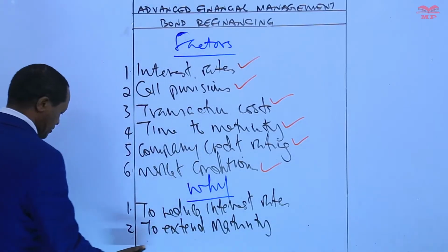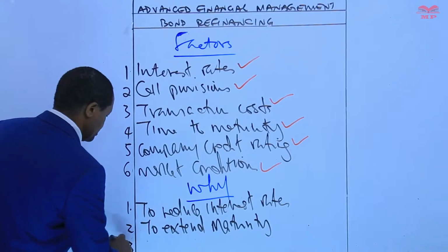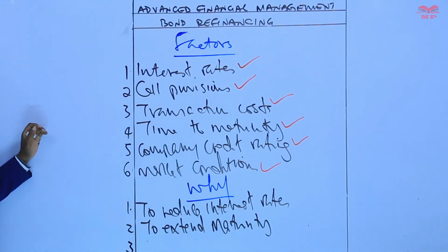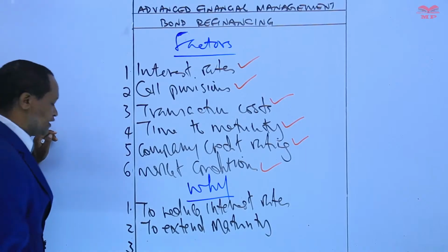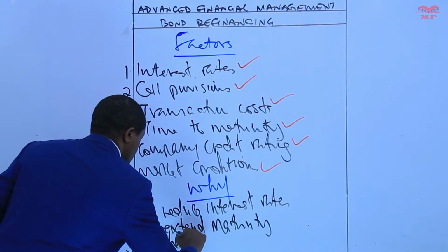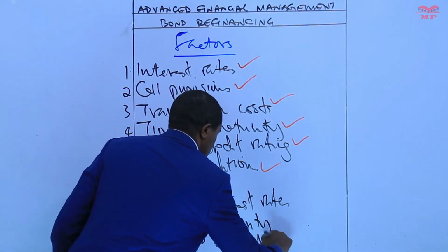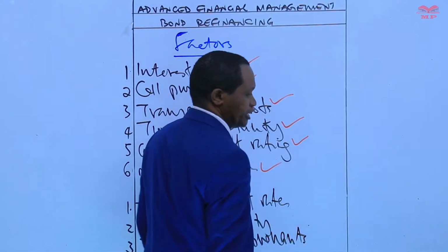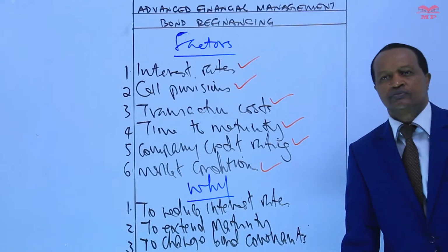Extending maturity. We're moving on to the third reason why companies bond refinance, which is to extend maturity. That is especially beneficial if the company anticipates future cash flow challenges.